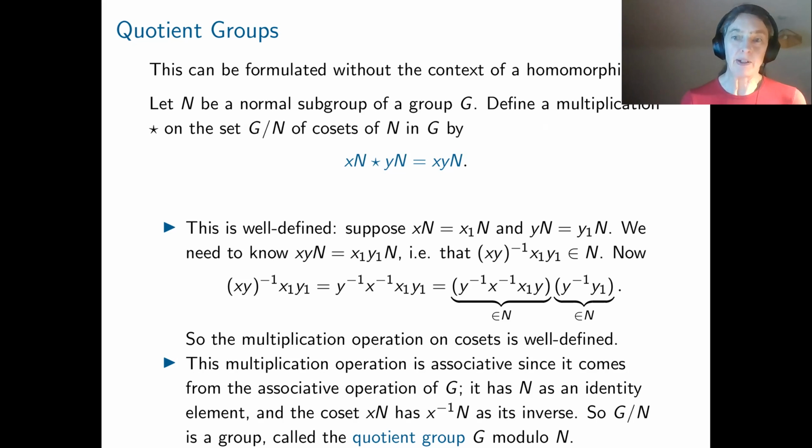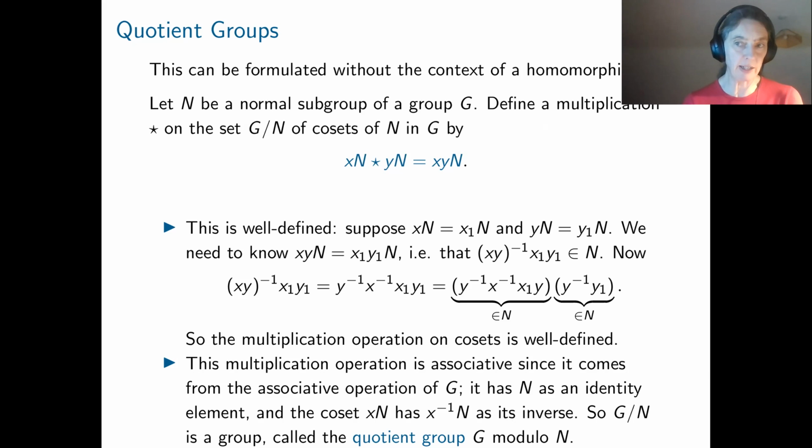It's associative because it comes from this associative operation on G. It has the element N itself as an identity element. And a given coset xN, represented by x, has the coset represented by x inverse as its inverse. So it actually defines a group structure on the set of cosets of N in G, where N is a normal subgroup of G, and that thing is called the quotient group G modulo N. Its number of elements, if we're in a finite setting, would be the number of elements of G divided by the number of elements of N, or the index of N in G.